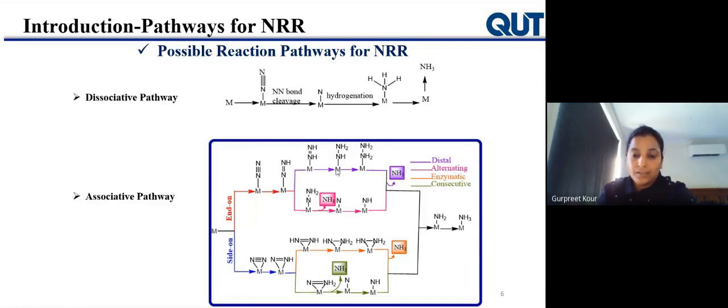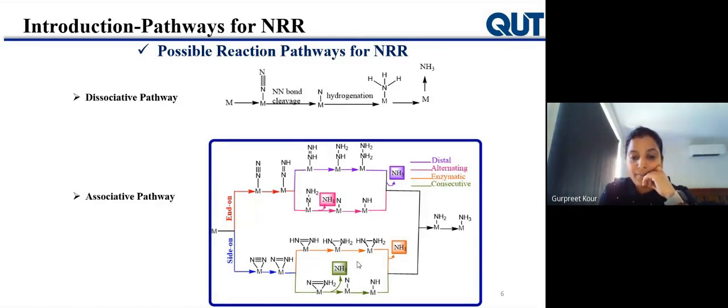In case of the distal mechanism, the nitrogens are hydrogenated one by one, giving rise to two molecules of ammonia. However, in case of the alternating reaction mechanism, only one nitrogen, the one that is far from the catalyst, is hydrogenated and converted to ammonia, and the remaining nitrogen upon further hydrogenation gives another ammonia molecule.